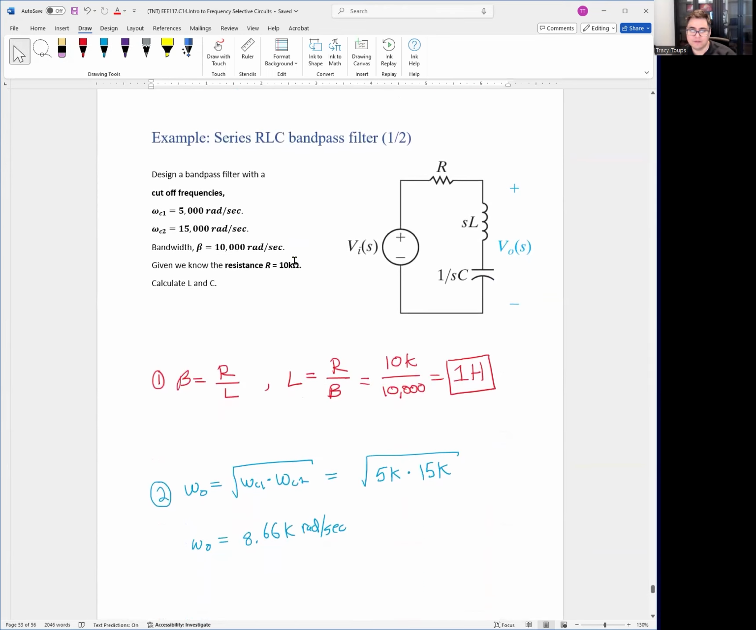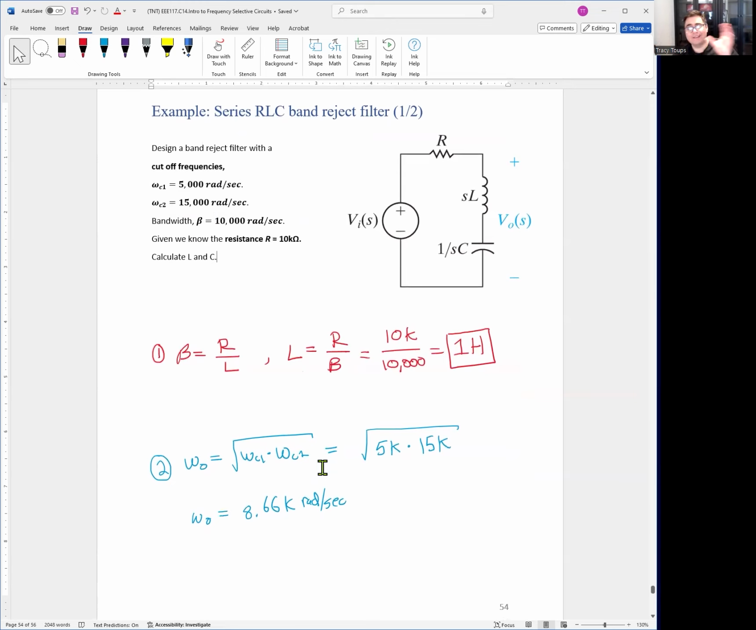Okay. So here's a good example of the band reject filter. You'll have a band reject filter with a lower cutoff frequency of 5,000 and an upper cutoff frequency of 15,000. The bandwidth is 10,000, and resistance is 10 kilo ohms. This is actually the same numbers as the bandpass filter, except notice that just the output voltage is different. We're going to do the calculation again, but honestly, it's the same. I did this on purpose because I want to show you that the calculations are the same for a bandpass versus a band reject filter.